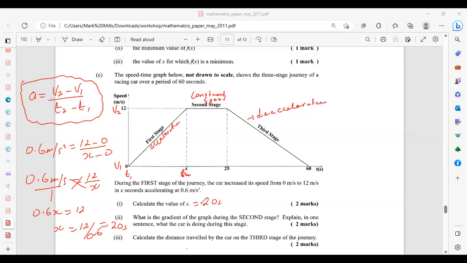All right, can we look at the next question now? What do they ask? What is the gradient of the graph during the second stage? Explain in one sentence what the car is doing during this stage.